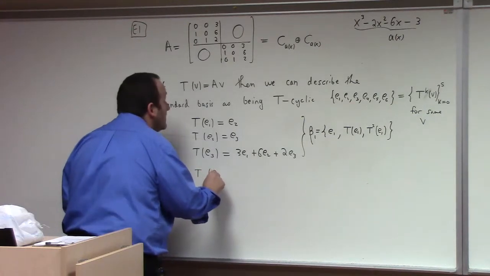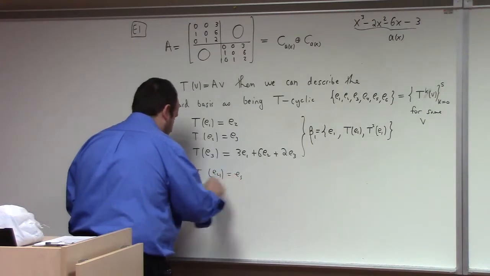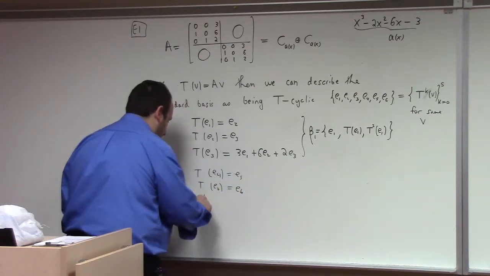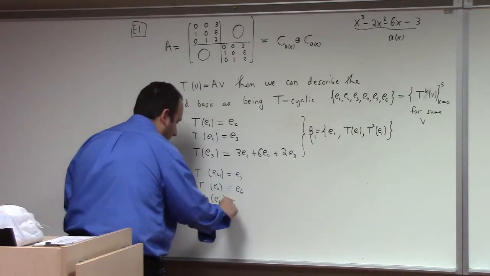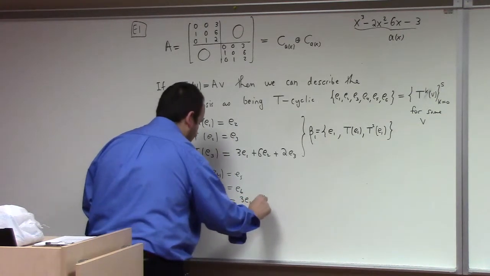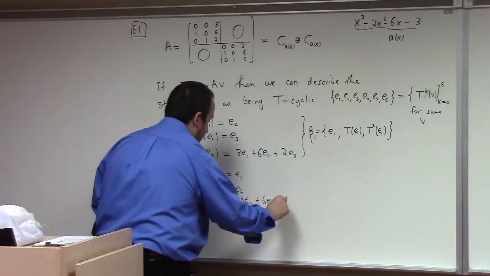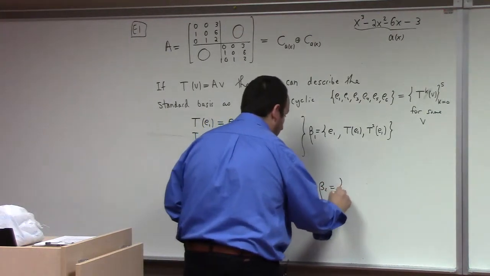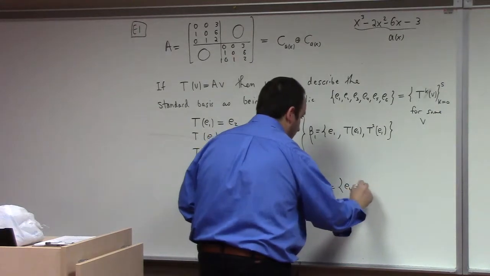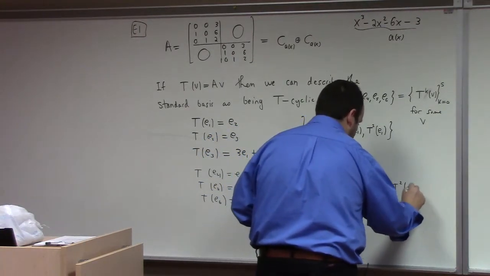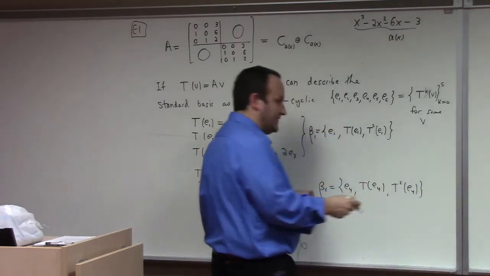T of E4 is E5, T of E5 is E6, right? And T of E6 is 3 E4 plus 6 E5 plus 2 E6. So beta 2 is E4, T of E4, T squared of E4. So that, again, is a T cyclic subbasis for that.